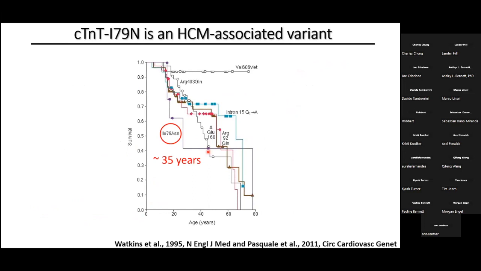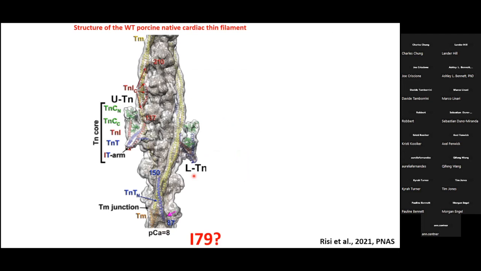And sadly, when we look at the survival of these patients carrying the I79N variant along the years, compared to other variants in troponin T, we can see that they are expected to live around 35 years only, unfortunately. Now looking back to the structure of the cardiac thin filament, we don't see much detailed description of the N-terminal domain. We don't even see the location of the isoleucine 79 in this recent structure.